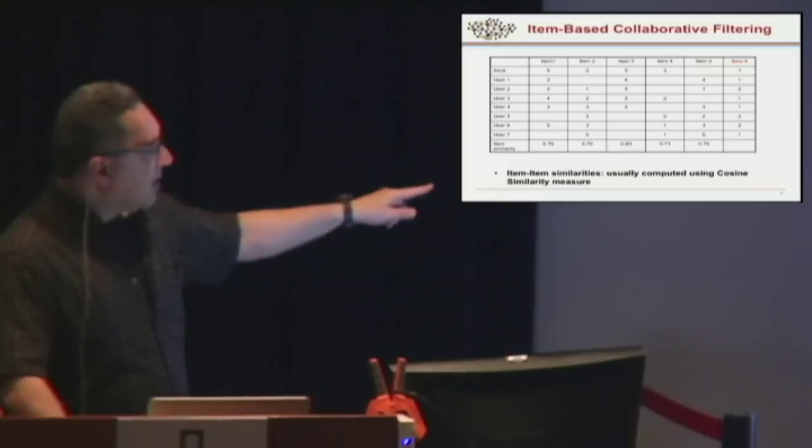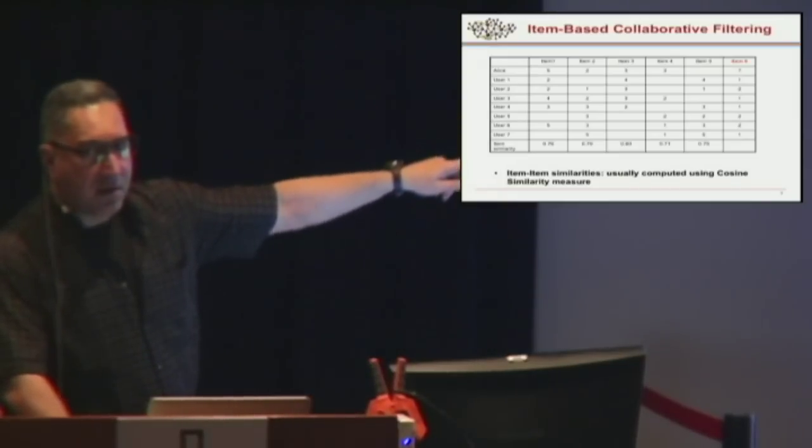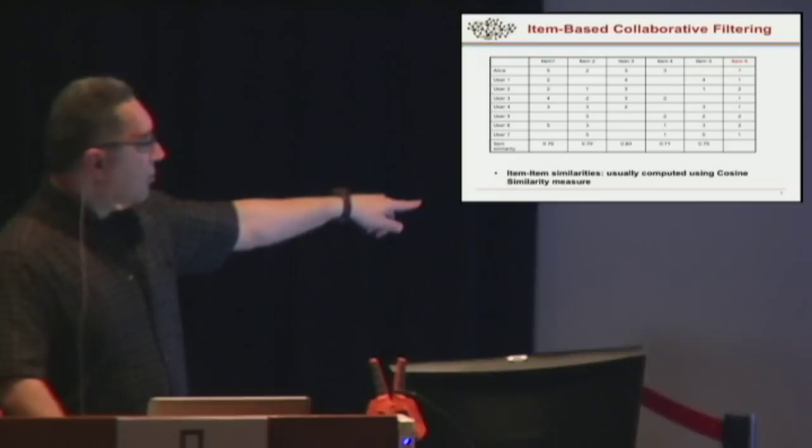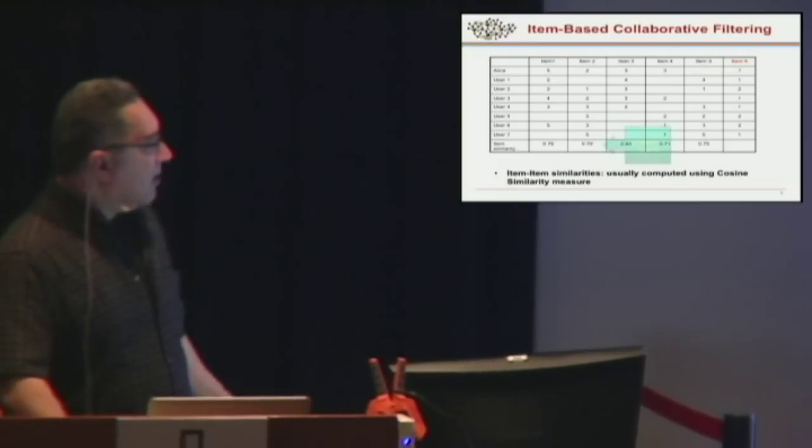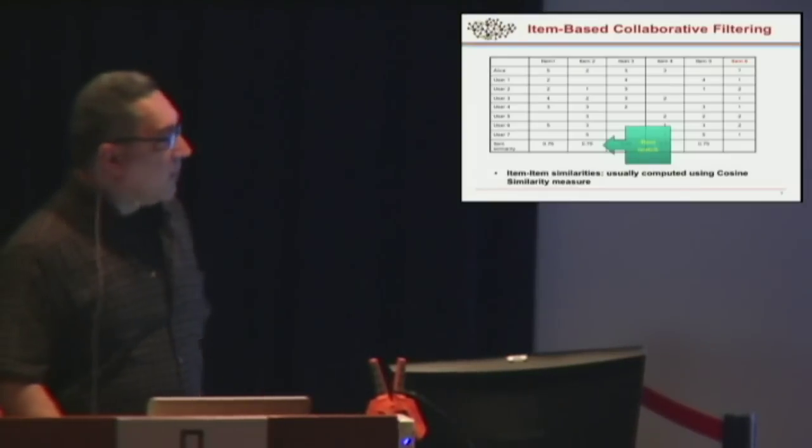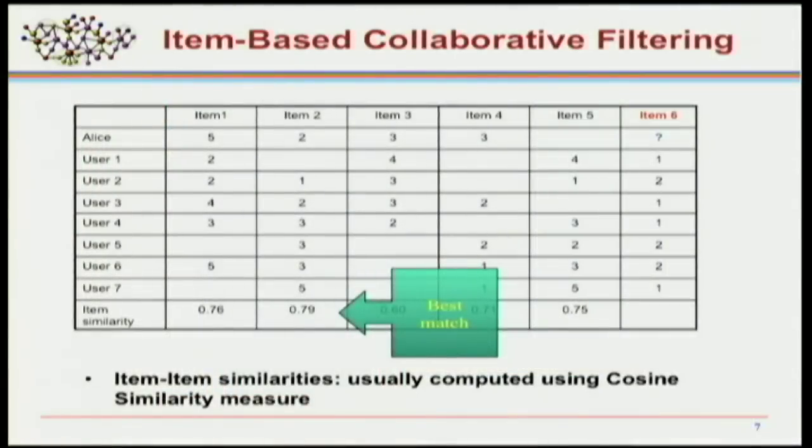And in this case, since we are interested in item 6, you can see at the bottom the cosine similarities to item 6. And you can see that item 6 is most similar to item 2. So now I can use Alice's own ratings to make a prediction for Alice. Because Alice has rated item 2, and item 2 is very similar, based on the ratings of all of the other users, to item 6, I can predict that Alice would probably rate item 6 also as 2, right? So that's the basic idea.